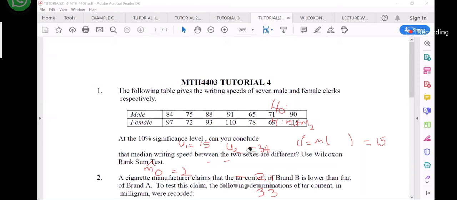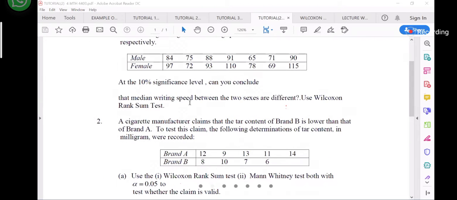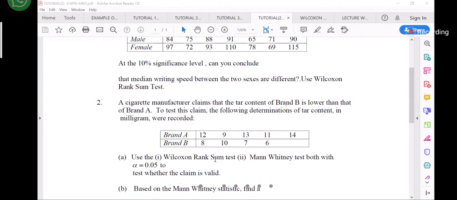All right. So the next one, question number 2. Look at question number 2. Use the Wilcoxon rank sum test. We test both with alpha to test whether the claim is valid. Alright, so the claim is that the tar content of brand A is lower than that of brand B.